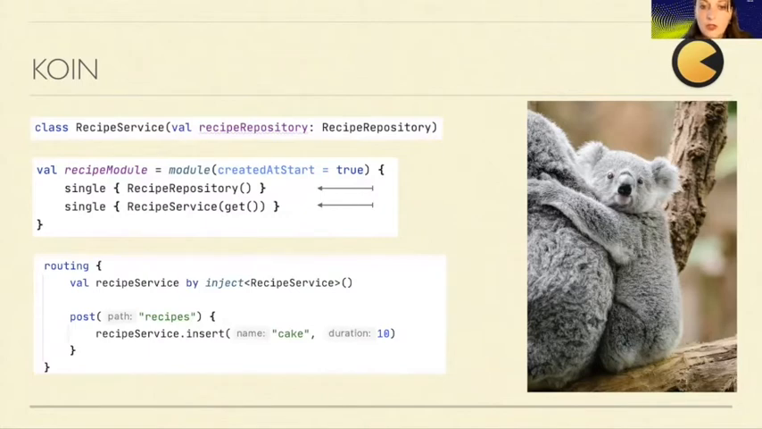And then I want to use that, of course, because declaring my beans is one thing. Then I need to be able to use it as well. And here I have a routing block. A routing block in Ktor is a block where I can declare the entry points of my application. I'm declaring here a post under the URL recipes, and I'm injecting here a recipe service using the keyword by and the inject function.